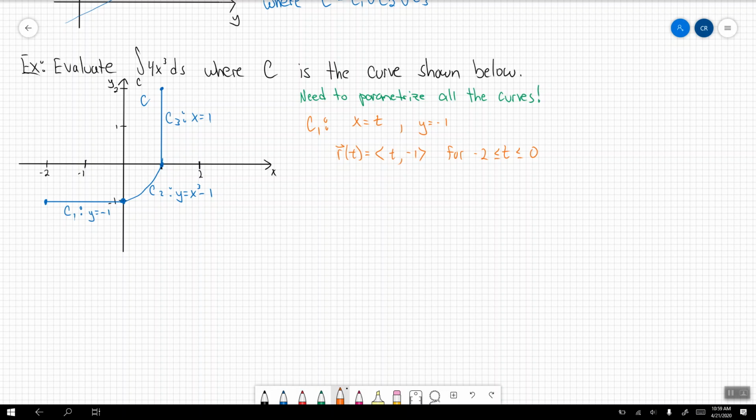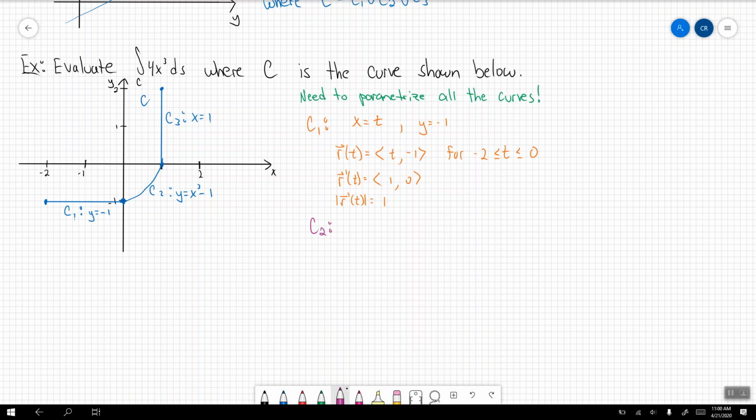Nice. Now, trying to think ahead, if we parametrized it, then we're naturally going to need a derivative as well. So let's find the derivative of this function. That way we can find its magnitude. All right, that's going to be 1. That's going to be 0. So then the magnitude is just going to be 1. Not too bad. All right, let's keep going. Let's go to curve 2. All right, here we go, curve 2.